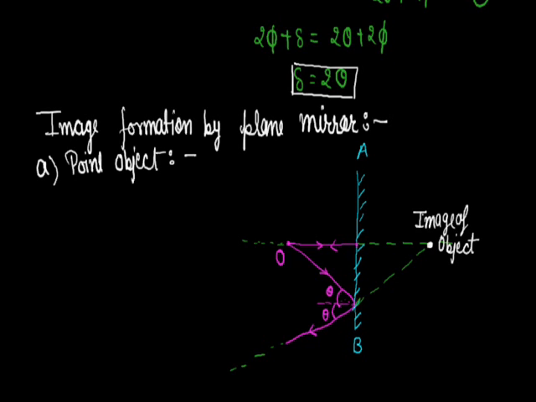So for forming the image of any object we require at least 2 reflected rays, and at the intersecting point of those reflected rays we get the image of the object. Now this image will be virtual because the reflected light does not actually meet at the point, but appears to meet on the other side of the mirror. So this image will be virtual.